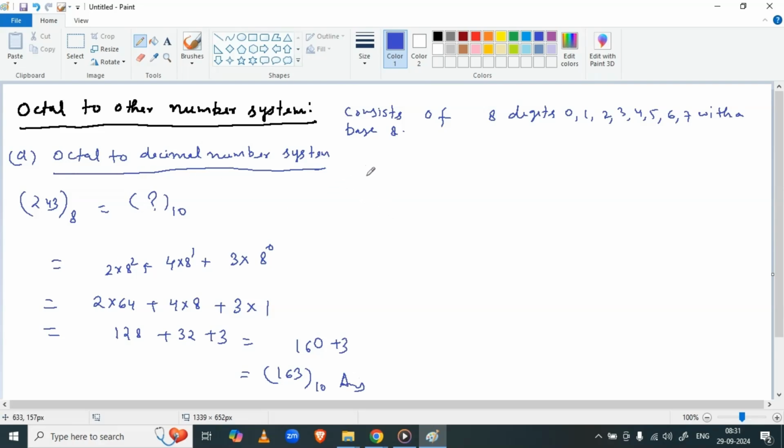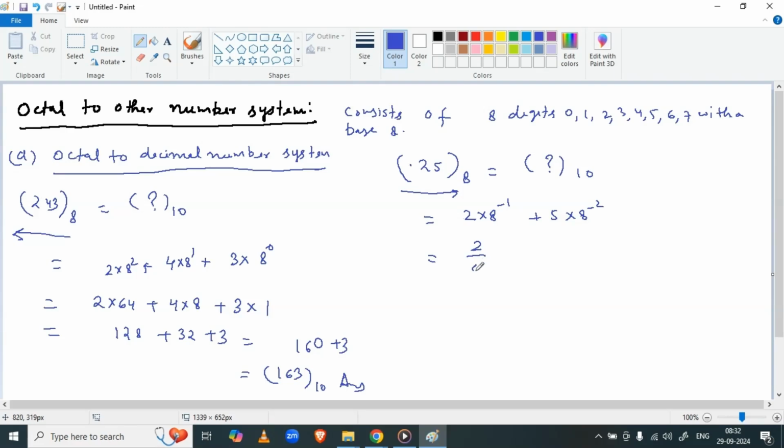Now another example: an octal number with a fractional part. Suppose the number is 25.25, and we have to convert it into decimal. After the point, we write 2 into 8 to the power minus 1, plus 5 into 8 to the power minus 2. We move from the point towards the right for the fractional part, and for the integer part we move in this direction. Now solve it.